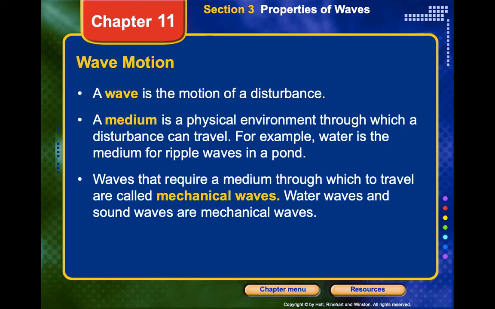Some waves do require a medium. As we know, sound cannot travel through space. So with that in mind, we call those types of waves mechanical waves. If there's a wave of any kind that needs a medium to travel through, then we call it a mechanical wave. So what are some other examples of this? Well, water waves, sound waves, a wave in a spring like a slinky, or even earthquakes.